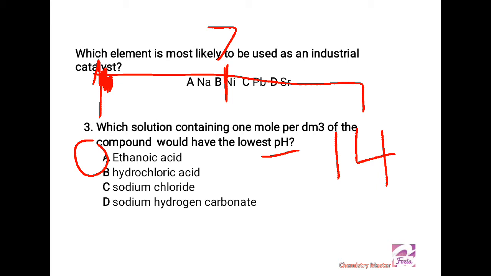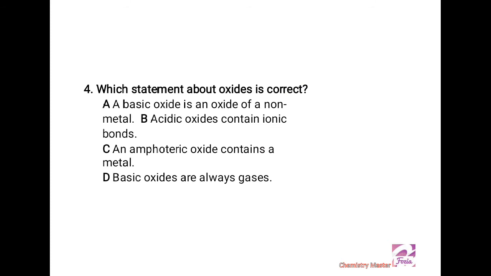You select your answer. The next is: which statement about oxides is correct? Yes, this MCQ is from the chapter acids and bases, and we see oxides are those compounds in which oxygen is bonded to some other element, which can be metallic or non-metallic. So you see there are 4 options. The question is asking about the selection of the correct statement.